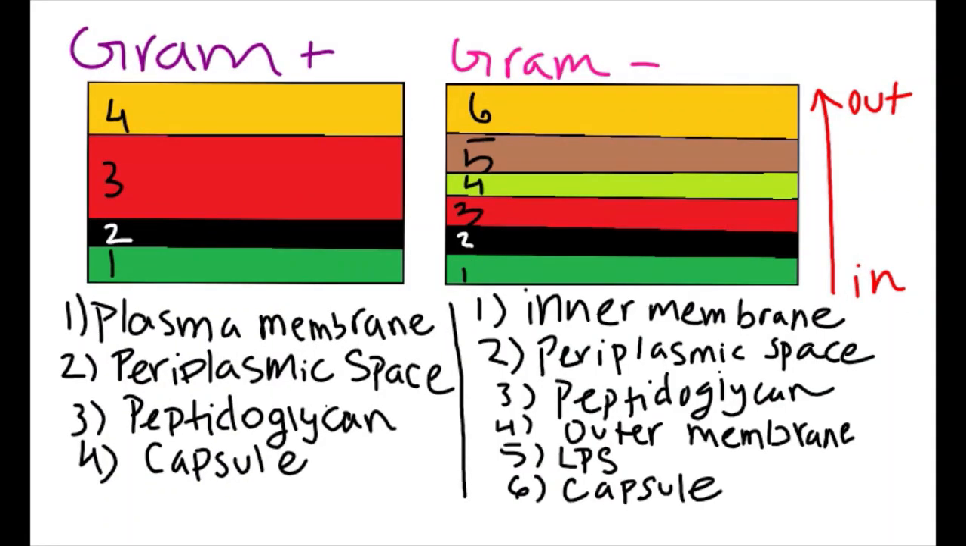In a gram-negative bacteria, we have more layers surrounding the bacteria, with the plasma membrane being split into the inner and outer membranes, and the now thin peptidoglycan layer, along with the periplasmic space, being wedged between the two membranes. Outside the outer membrane is the LPS, or lipopolysaccharide layer, with the bacteria's capsule following suit.